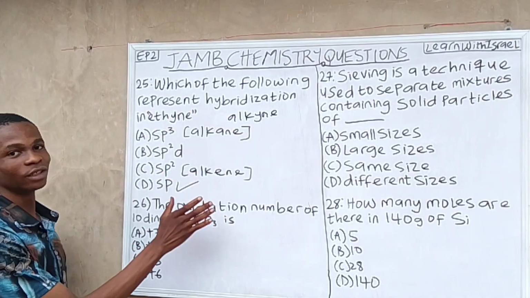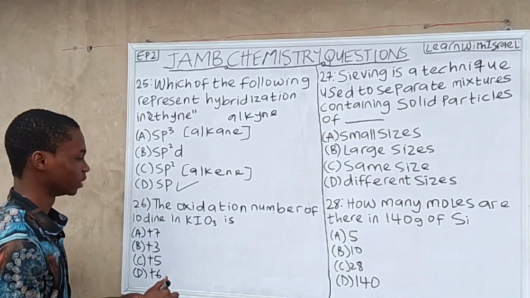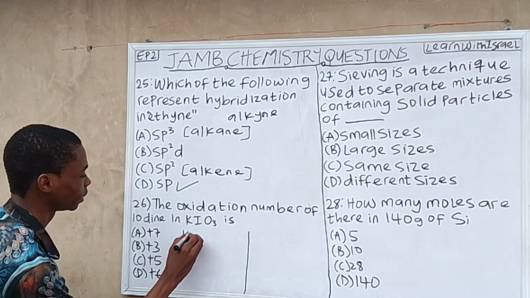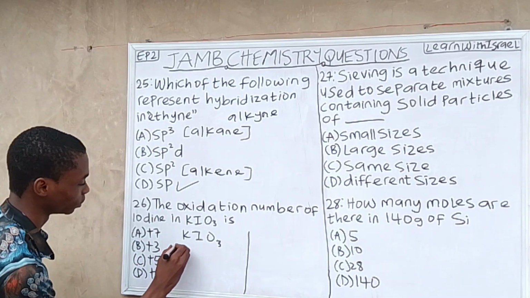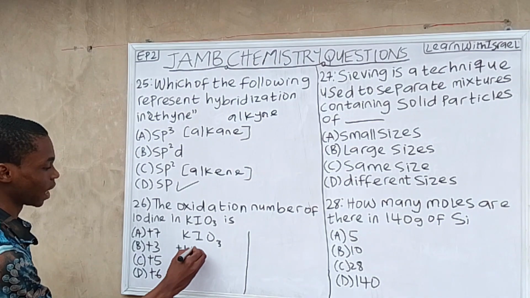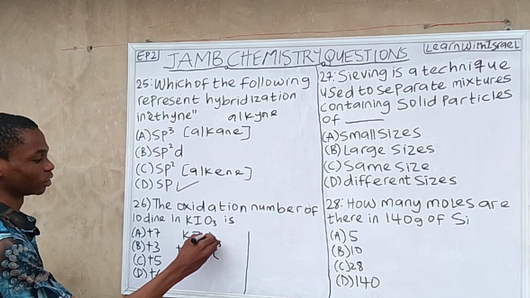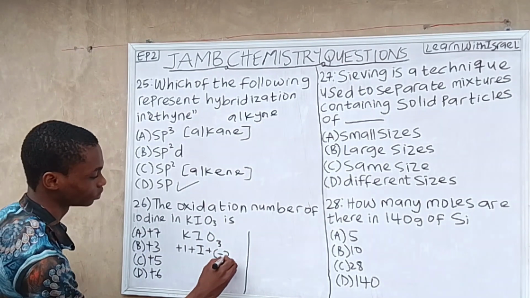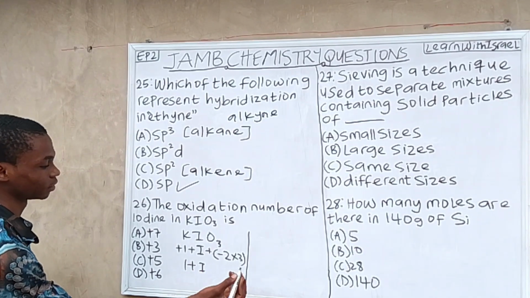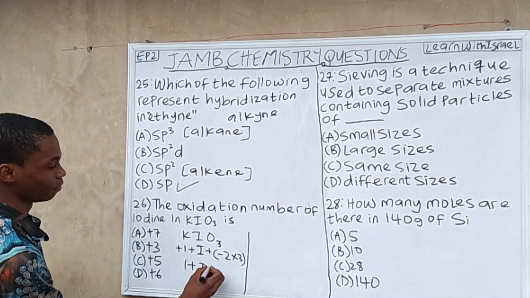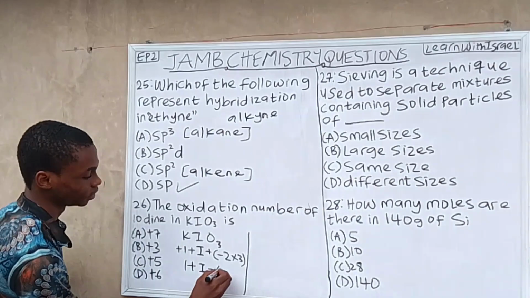Question 26. The oxidation number of iodine in KIO3 is, let's solve. KIO3. Our K is +1, plus I, plus the oxidation state of oxygen, which is -2, times 3. So our 1 plus I plus (-6) equals 0.